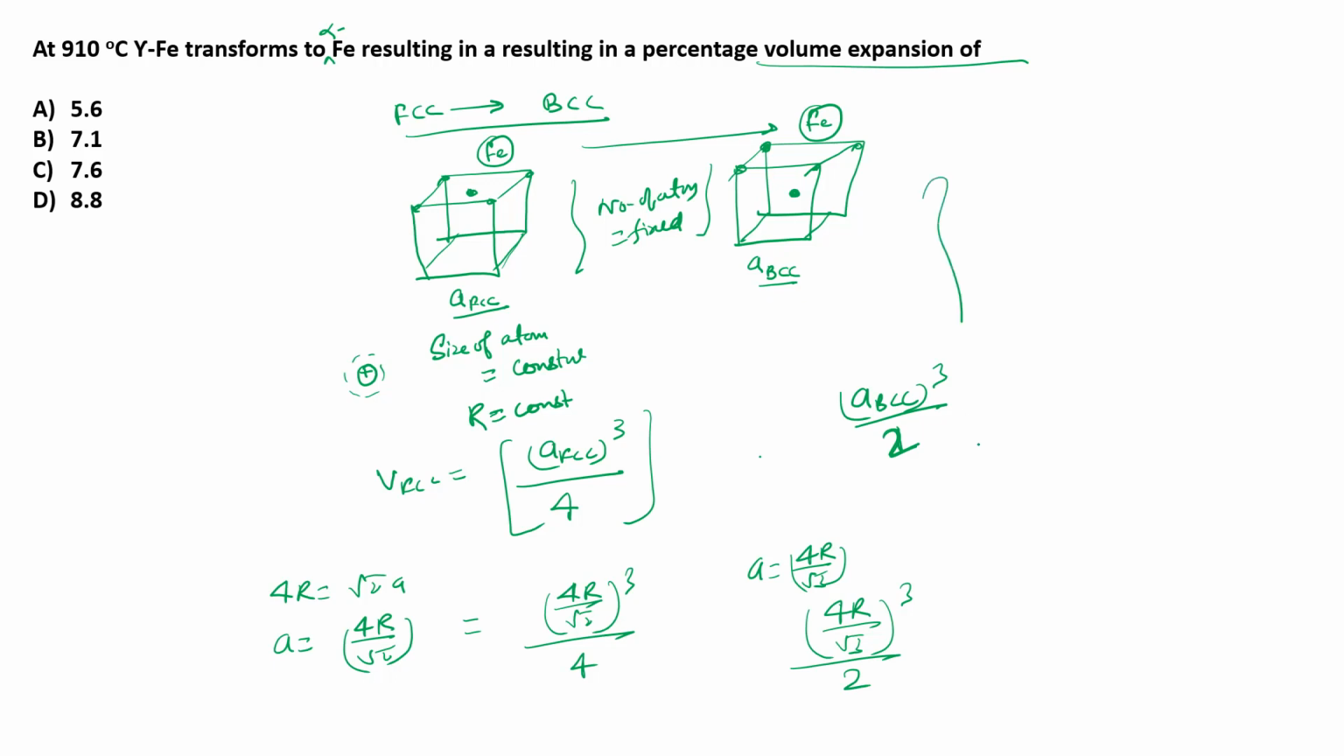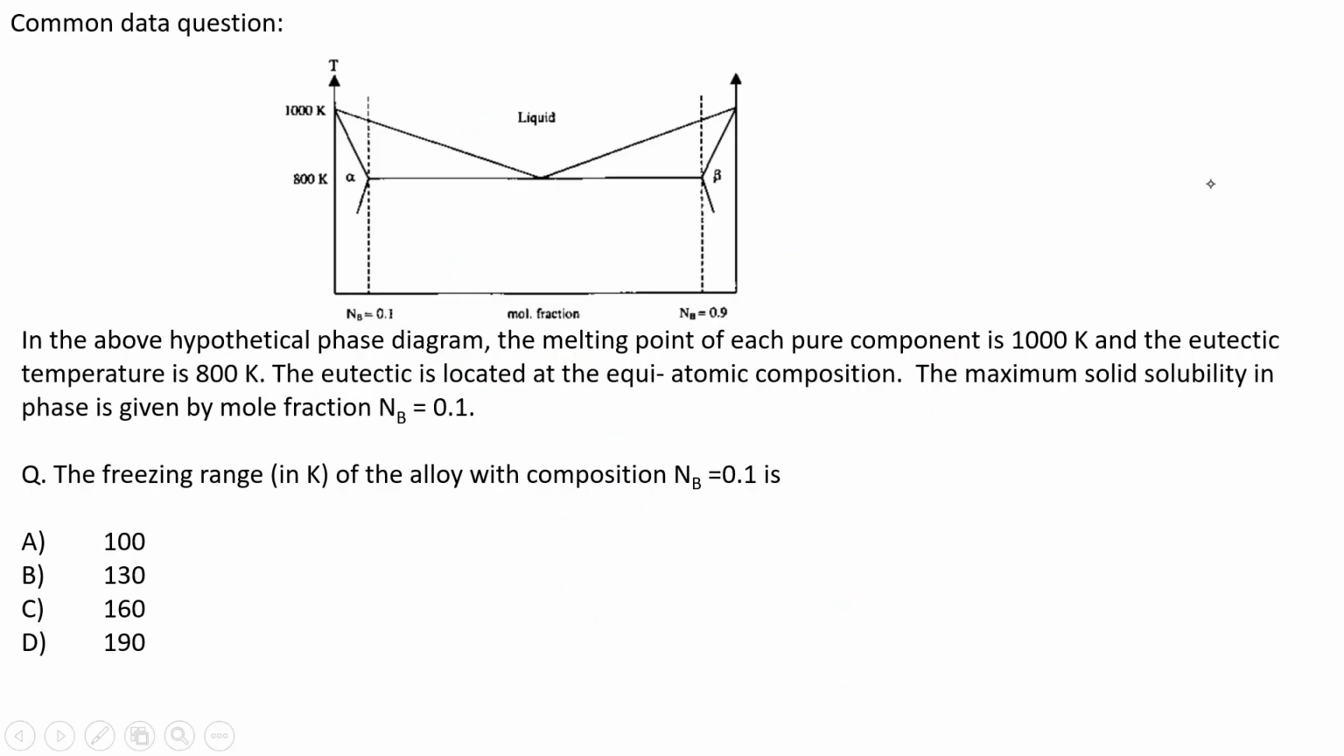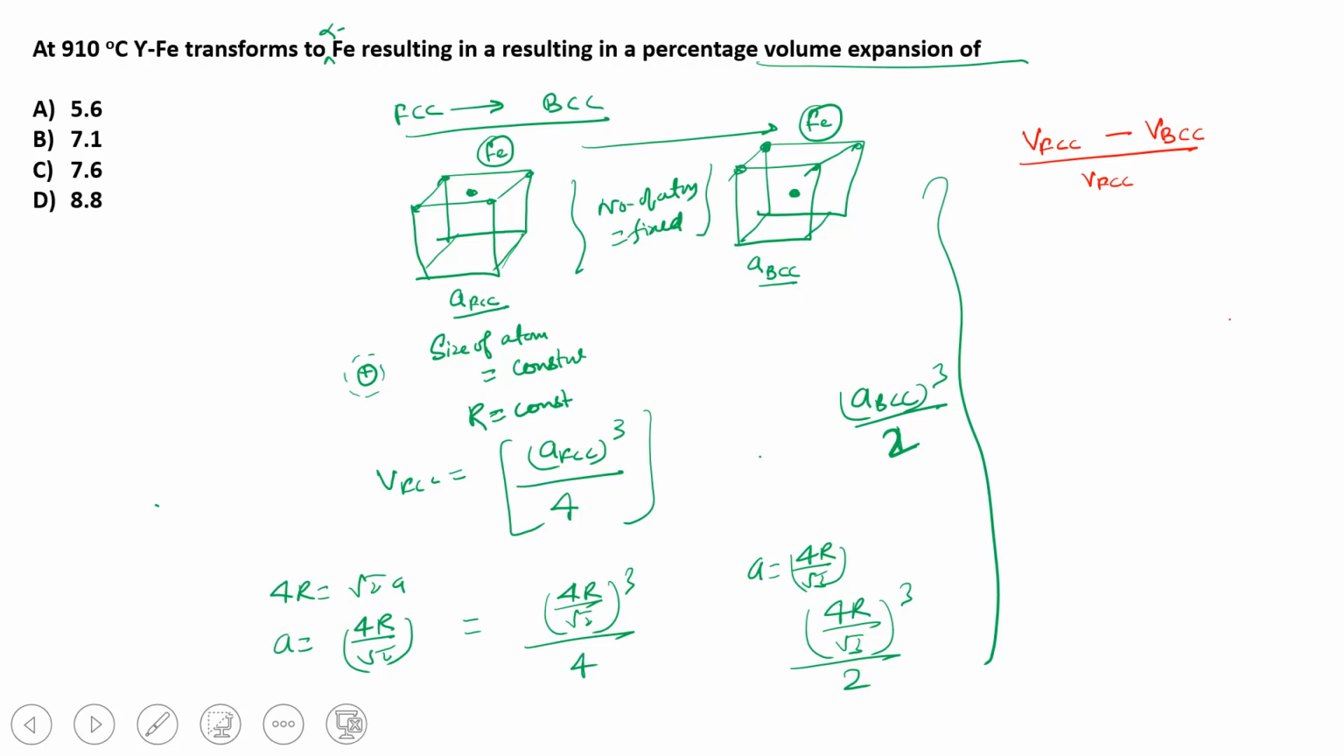We need to find the percentage of the volume change, right? So volume of FCC minus volume of BCC, divided by volume of FCC, into 100. So it will tell you in percentage what the volume expansion is. If the value is negative, that means expansion happens.